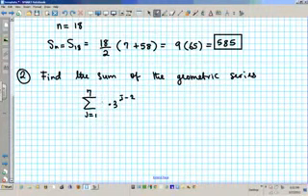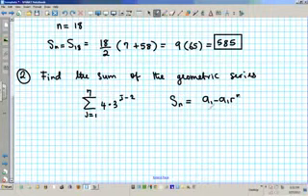Alright, so let's find this. In order for us to compute the sum, let's first of all write down the formula and make sure that we have all the components that we need. S sub n for a geometric series is a1 minus a1 times r to the n, divided by 1 minus r.